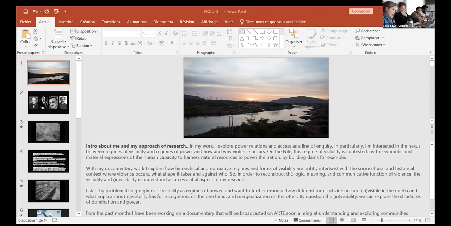In my work, what I try to do is reconstruct this logic, in the sense that I try to give meaning and look at how the communicative function of violence affects the invisibility or visibility of the violence itself. So I really try to explore these regimes of visibility as regimes of power. I think it's key if we want to explore the structure of power and how it creates visible communities, invisible communities, marginal communities, and the distance between the center and the periphery.